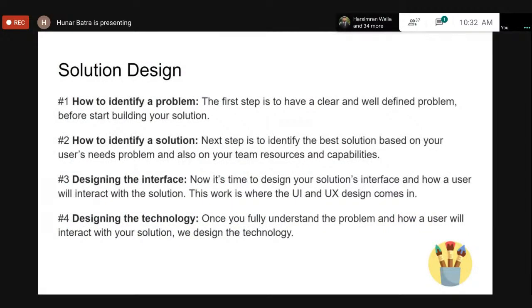These are some steps for designing a solution. The first step is to have a clear and well-defined problem before you start building the solution. Next, you should identify the best solution based on the user's problem and also on your team's resources, capabilities, and who is on your team, what kind of skills you have in your team. And once you're done with all of this, it's time to design the interface, how your application, your end product, is going to look and how it's going to work.